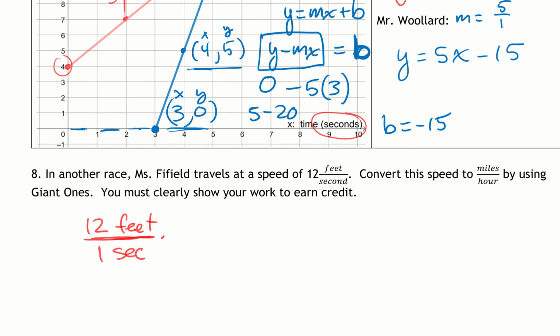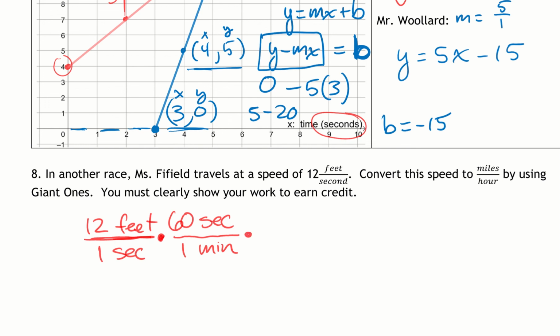I'm asked to convert this into miles per hour, and I'm going to start by dealing with time. So the first thing I see is I've got seconds in the denominator that I don't want in the denominator, so I'm going to put seconds in the numerator. And I know something about seconds and minutes, so I can do this conversion. I know that exactly 60 seconds is the amount of time that's equal to 1 minute. So again, why can I just randomly multiply by 60 seconds over 1 minute? Because that's the number 1, right? 60 seconds over 1 minute is the same amount of time, so this is a 1.